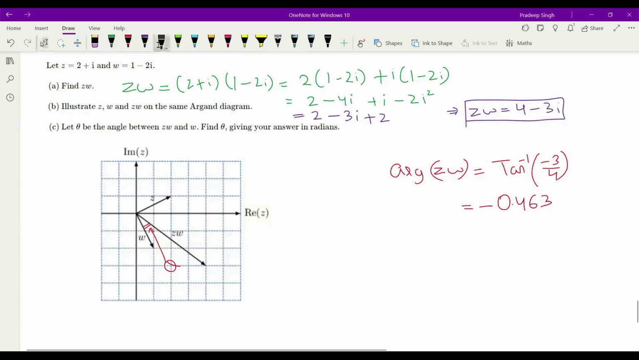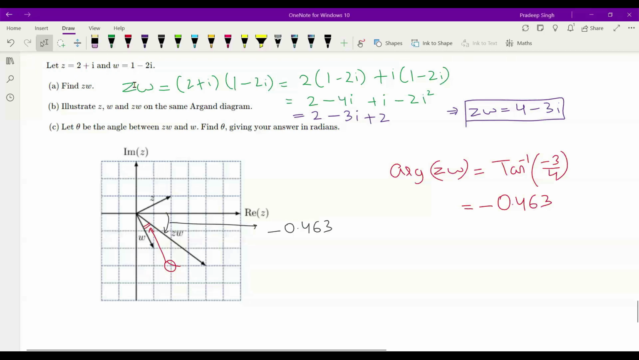Let's show that in the diagram. We'll go from the real axis towards zw. This particular angle is negative 0.463. See, the significance of the minus is only that the angle being measured is clockwise. Otherwise, we take positive as anti-clockwise. So this is your angle 0.463 in the clockwise direction.